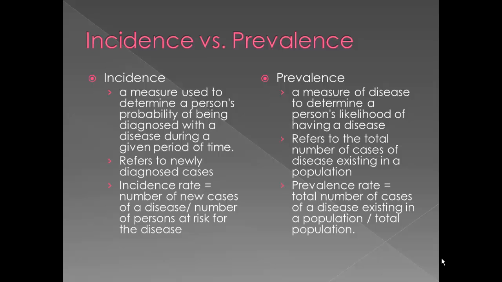So the incidence rate equals the number of new cases of a disease over the number of persons at risk of the disease. Prevalence, on the other hand, is a measure of disease to determine a person's likelihood of having a disease. It refers to the total number of cases of a disease existing in a population. So it's not just the new cases, but it's all of the cases. Prevalence is equal to the total number of cases of the disease existing in a population over the total number of people in the population.